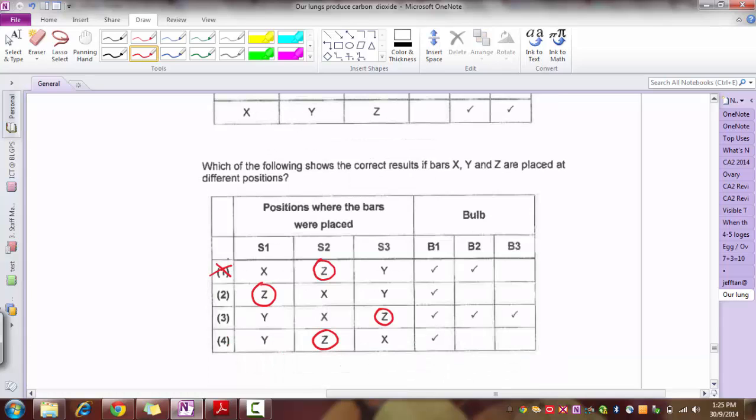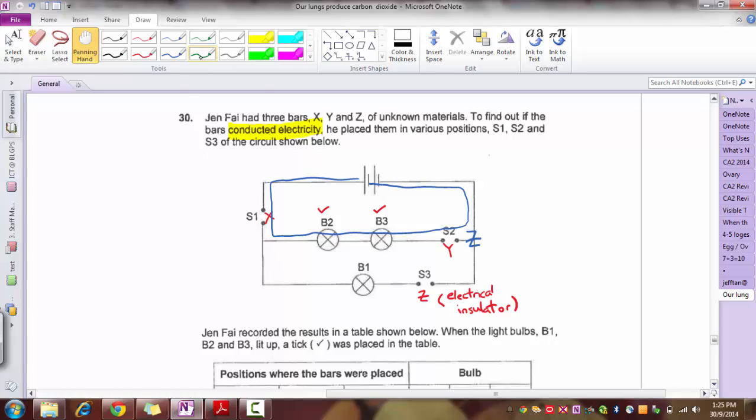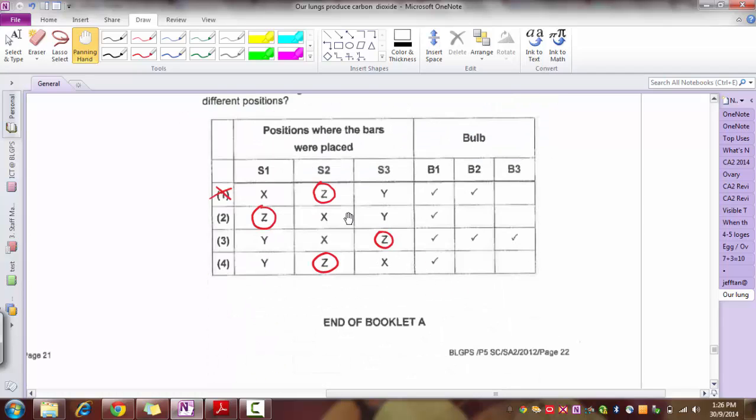Let's look at option 2. Z is at S1. If I put Z at S1, what will happen? If this is an electrical insulator, actually all the bulbs will not light up because there's an open circuit right here near the battery. So there's no way for the electric current to run. So in option 2, I cannot even have one bulb light up. So nope, this is wrong.